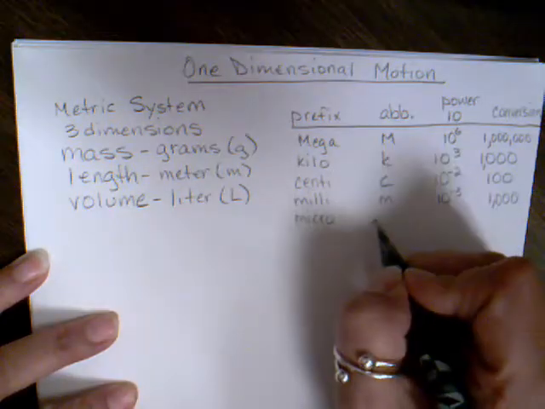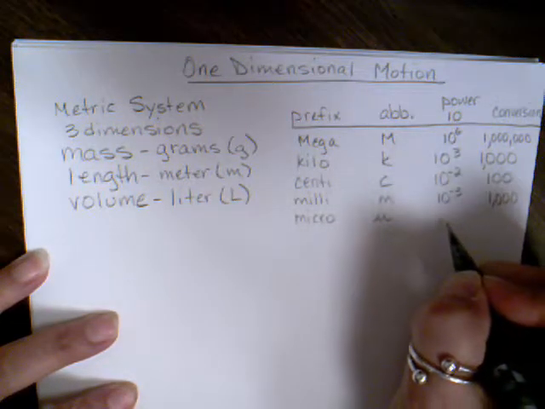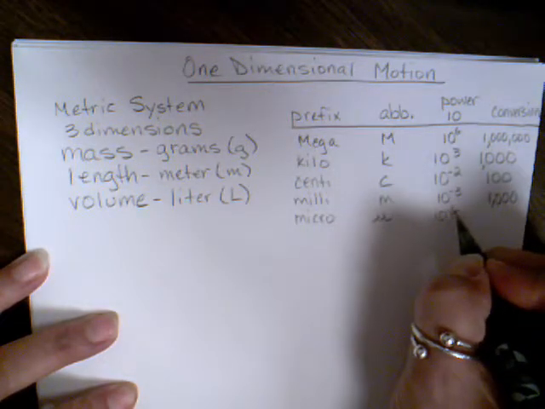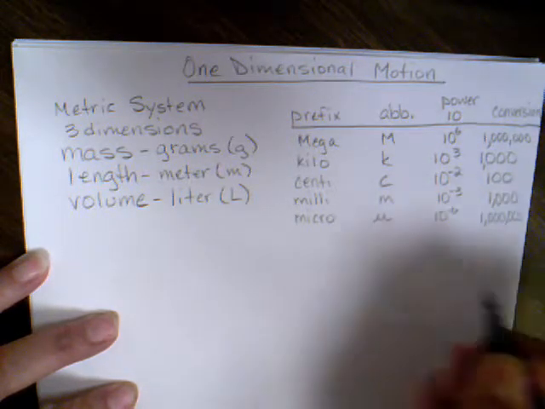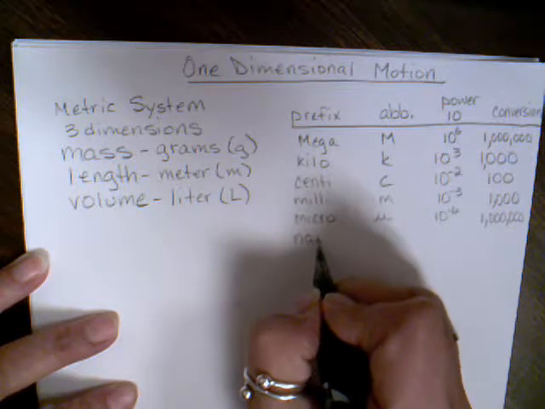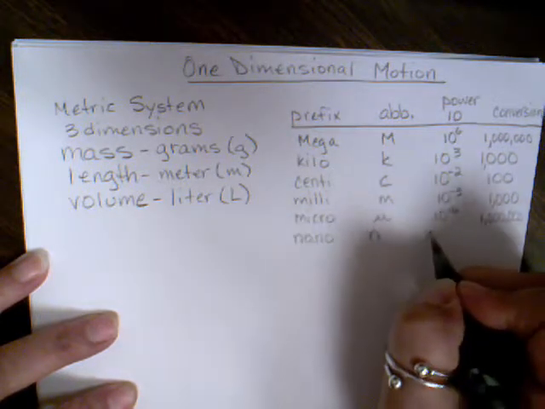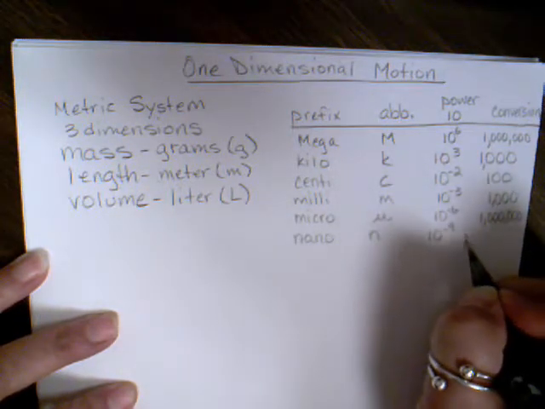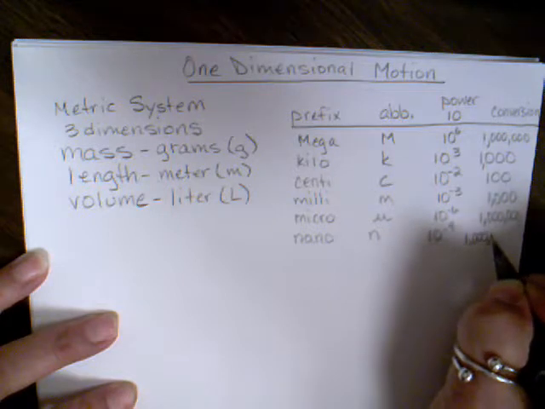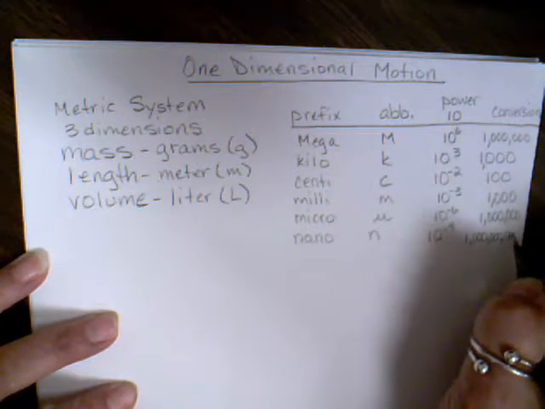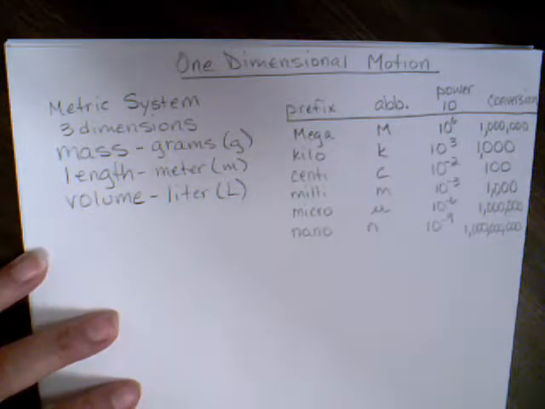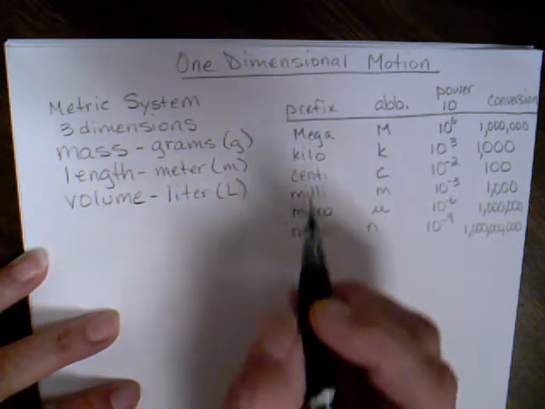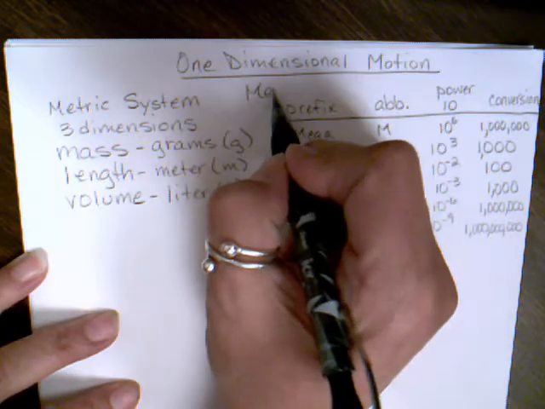Micro, it's like a U with 2 tails on it, 10 to the minus 6, 6 zeros. Nano, little n, 10 to the minus 9, 9 zeros. See if I can fit them all on here. There you go. So your prefixes, your abbreviations, your power of 10, and your conversions. You'll need to memorize all of this right here.